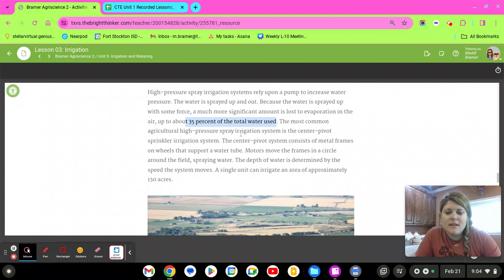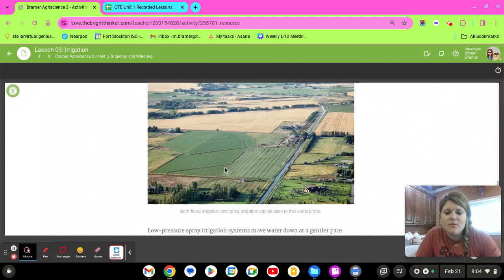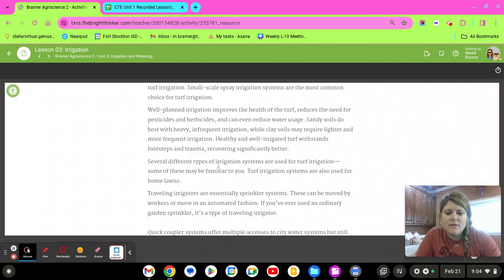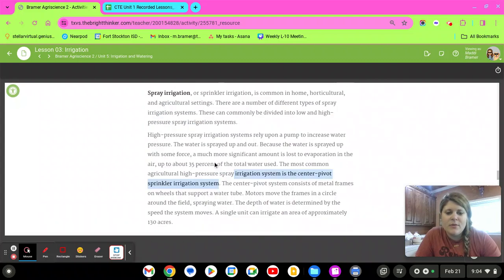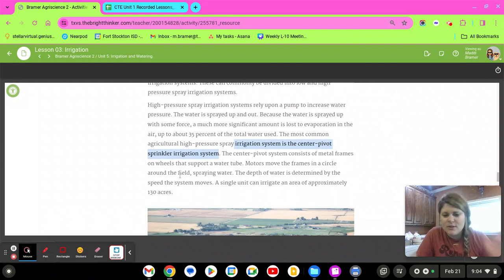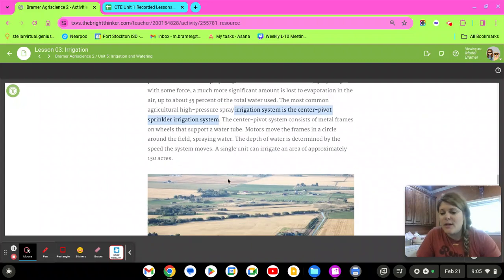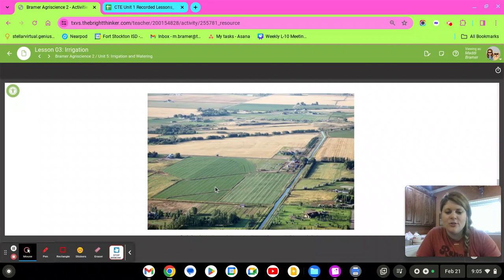Most common is going to be the center pivot irrigation system. So that's going to be what you see at most farms. Let's see if they have a picture of it. Okay, we'll look at a picture of that one. It consists of metal frames on wheels, and it just kind of rotates around and sprays. A single unit can irrigate an area of approximately 130 acres. So these are for your large fields.